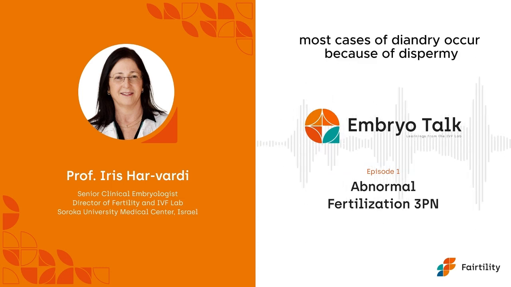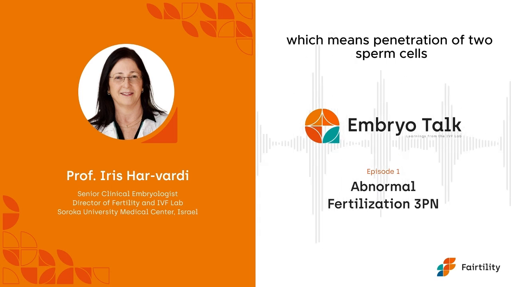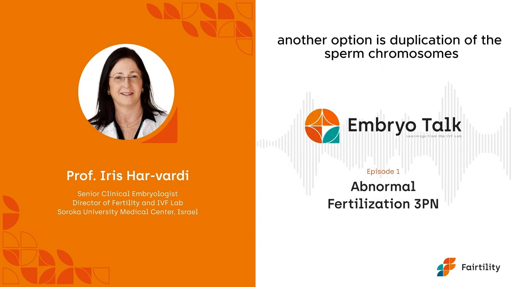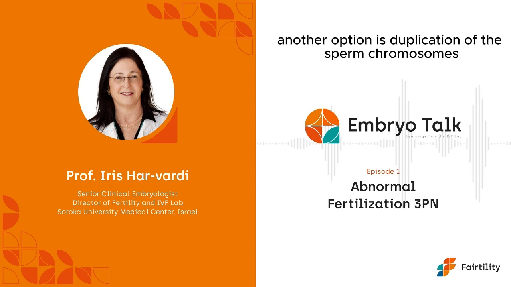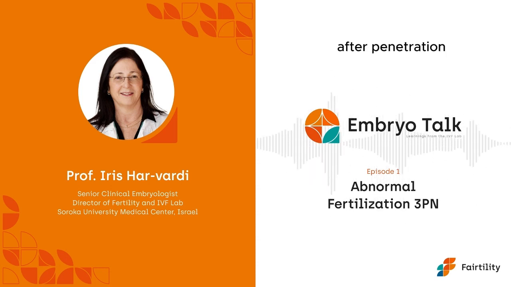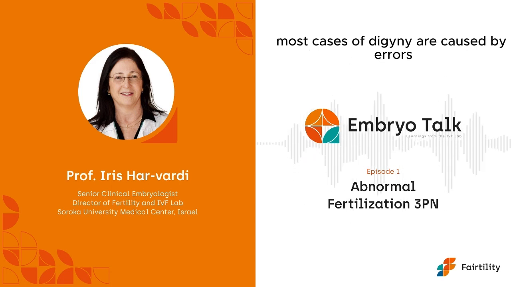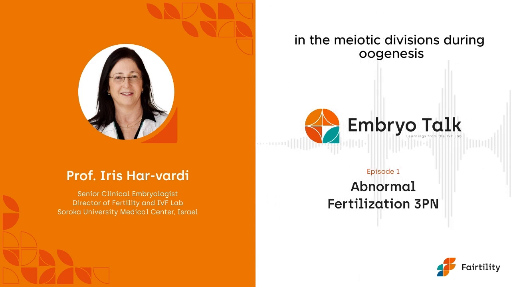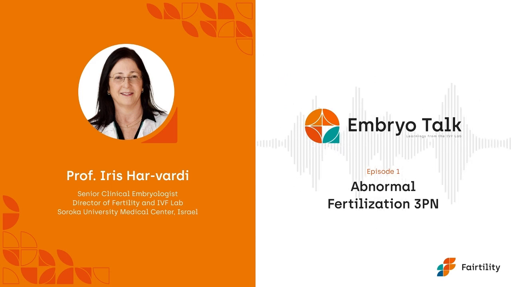Most cases of diandry occur because of dispermy, which means penetration of 2 sperm cells, and less commonly fertilization by 1 diploid sperm. Another option is duplication of the sperm chromosomes after penetration. On the other hand, most cases of digyny are caused by errors in the meiotic division during oogenesis.